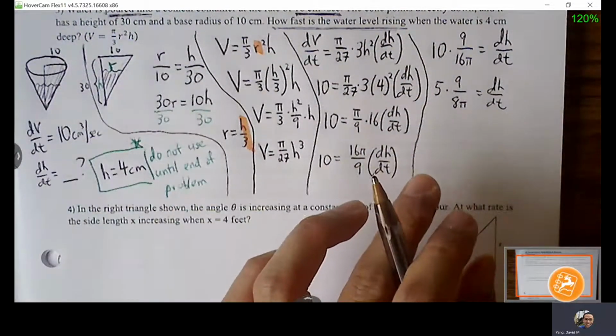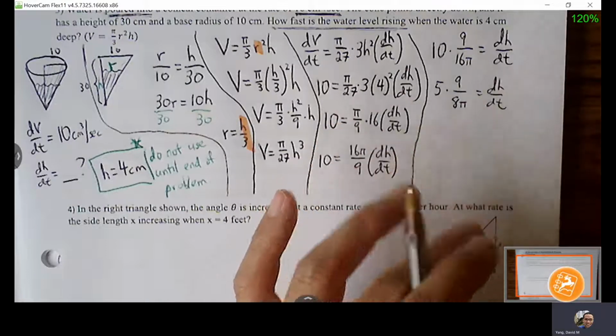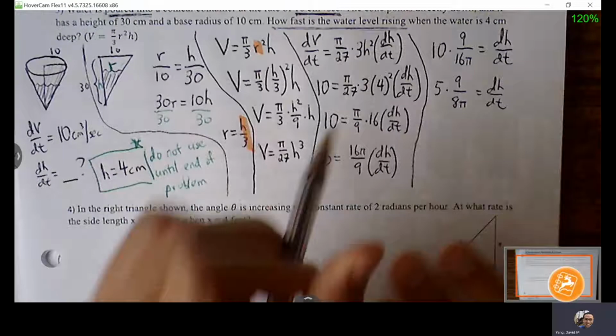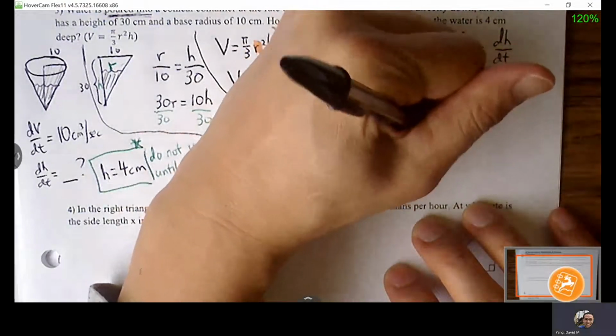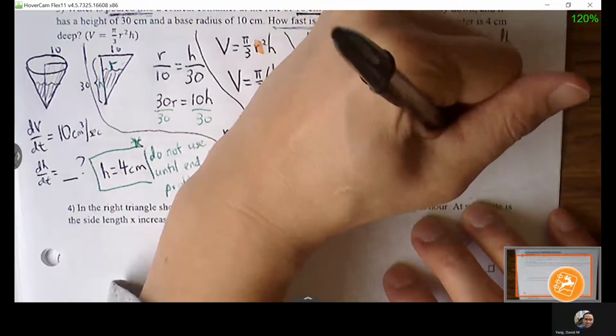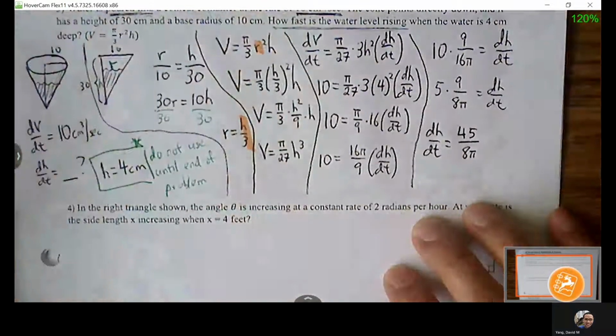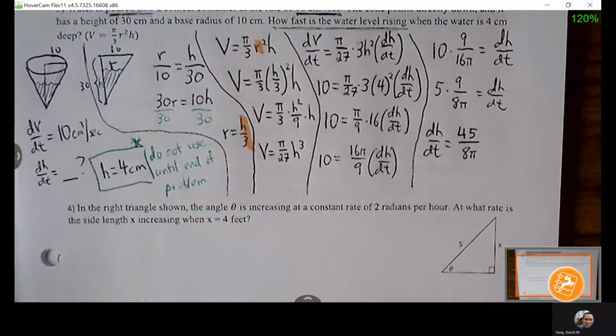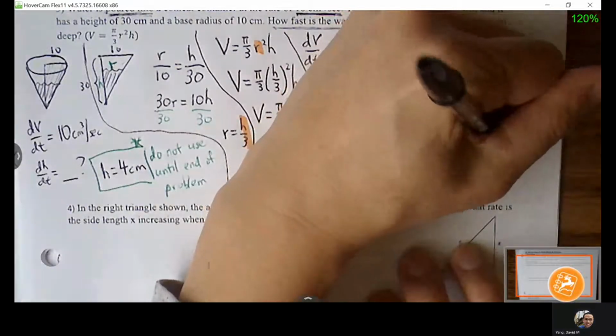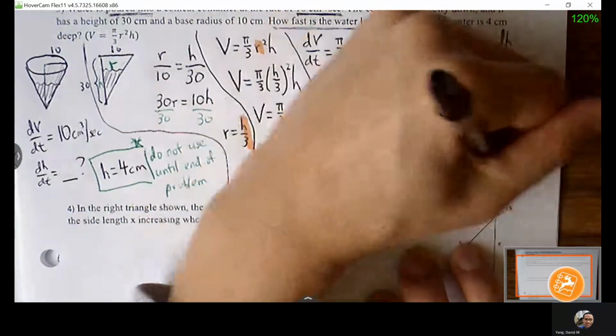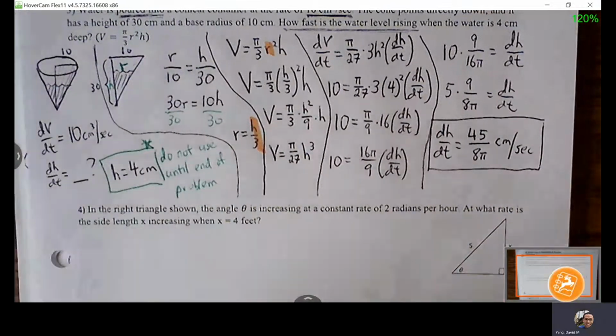Again, that pi is going to stay in the denominator. We can't just make it come up to the top, even though it looks like it's more correct. Algebraically, that's where it belongs. Okay. And what's our unit of measure? Centimeters per second. Okay, any questions here?